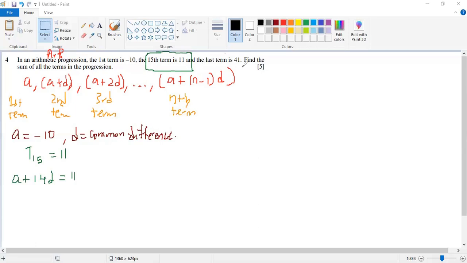Beside it, the last term, what is this last term? We'll come to that. I'm just going to write it at this side, so later we'll use that part. So a plus (n minus 1)d is equal to 41. I just want to give an overview of the entire question, and then the sum of all the terms. Later we'll look at that also.